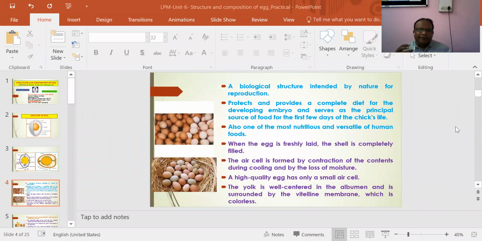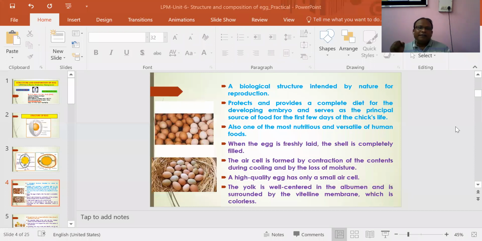After laying, during the storage, there is also loss of moisture from the egg, and if an embryo is present, it is also respiring, so it releases carbon dioxide, which is collected in the air cell. That is why the air cell is formed. A high quality egg has only a small air cell. If the egg is of high quality, then the size of the air cell will be very small.